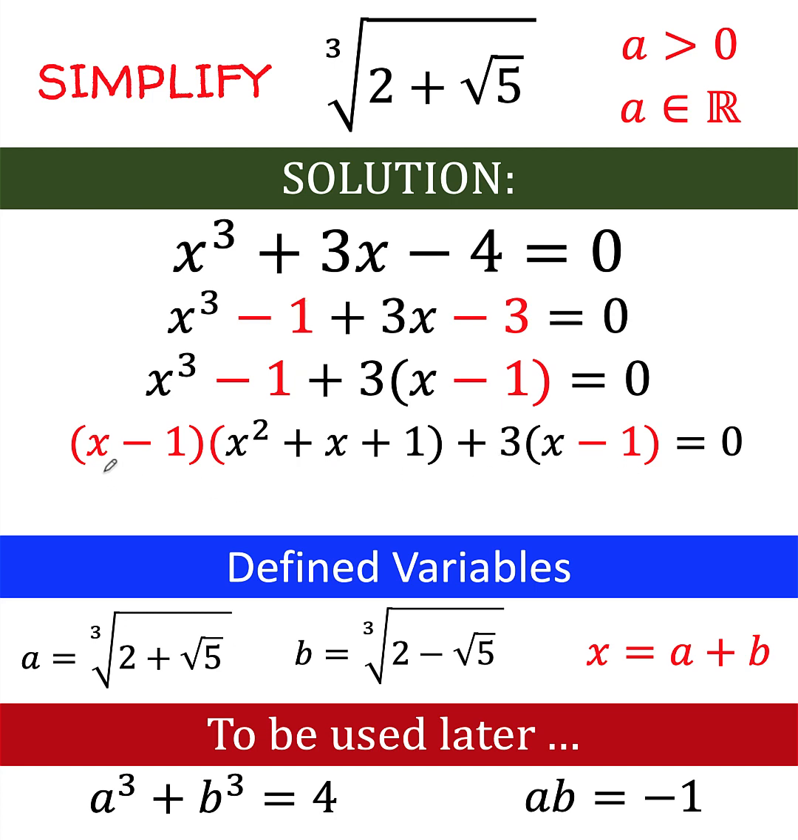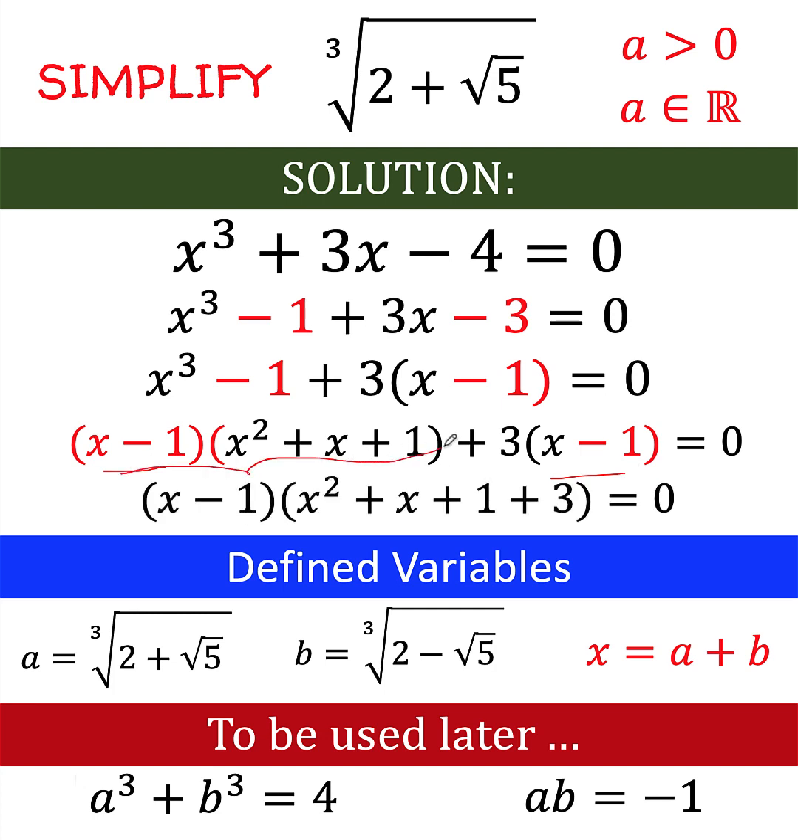Now notice that x minus 1 and x minus 1 are also common. And so we can factor that out. So this part here divided by x minus 1, the result is this part, which is now x squared plus x plus 1. Then this entire term divided by x minus 1, that will cancel the x minus 1s, and the result is this 3. And we just copy equals 0 at the right side.